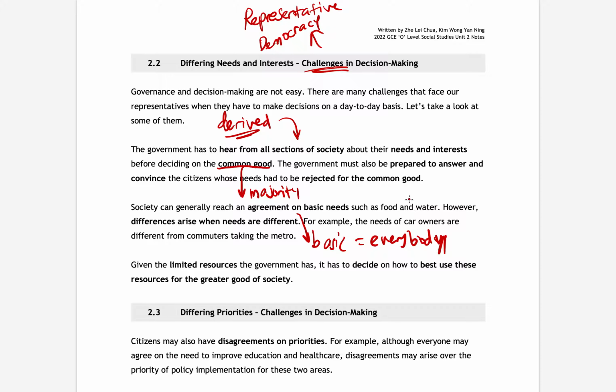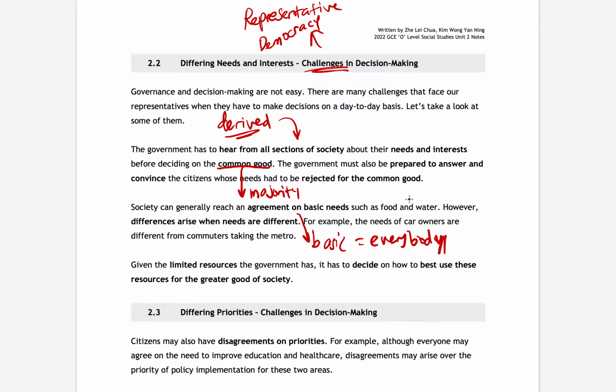Car owners probably would want the government to focus and put the resources into building roads, better expressways, better facilities. For example, nowadays we have electric vehicles, so they would want the government to focus on building those EV ports, right, so that the electric vehicles can charge.